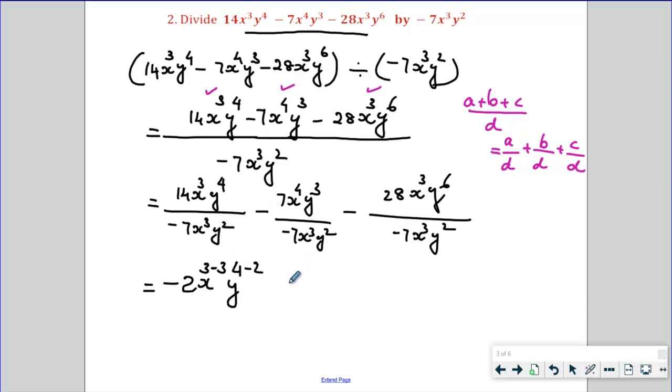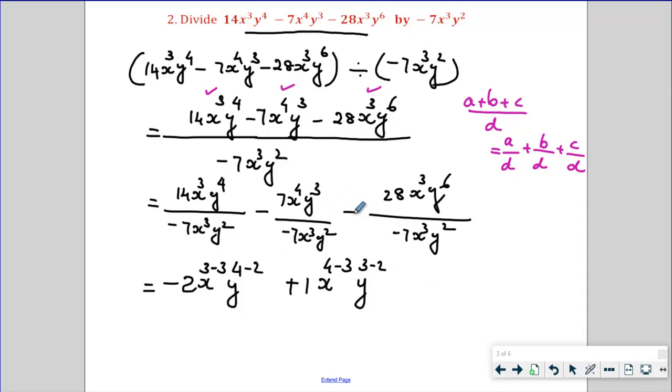Now here again minus, this minus, and here this minus and this minus, so we know that minus into minus we can write plus. Then 7 divided by 7, that is 1. Here the variable is x, the power is 4 minus the denominator power, in the denominator the power is 3. Now the next variable is y, the power is 3 minus 2. Okay, so this term is over.